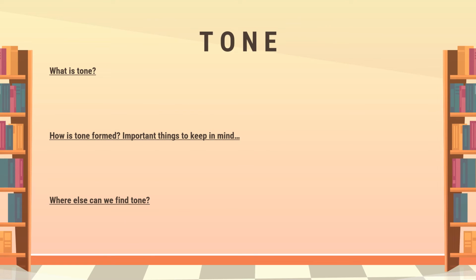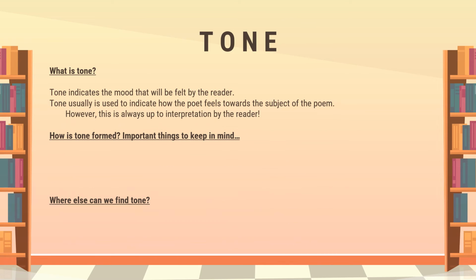Our final element of poetry in this presentation is tone. So, what is tone? Tone indicates the mood that will be felt by the reader. Tone usually is used to indicate how the poet feels toward the subject of the poem. However, again, it's always up to interpretation by the reader.